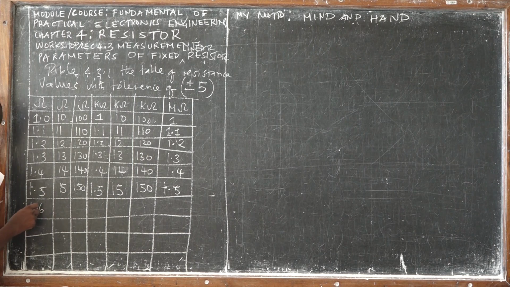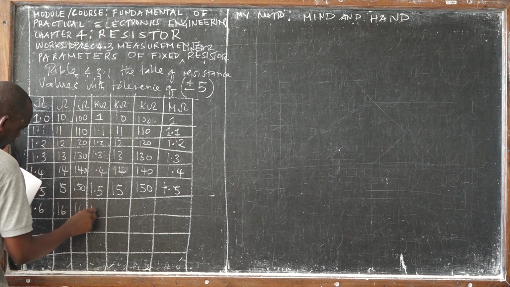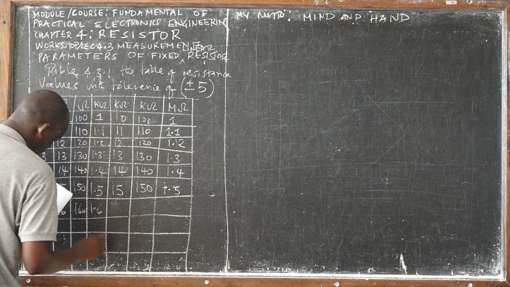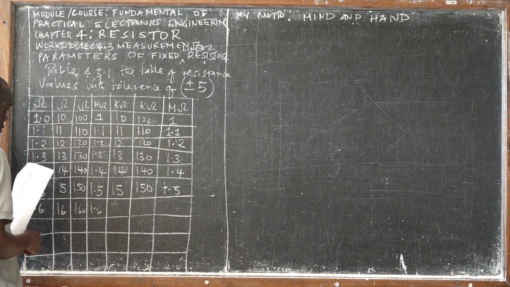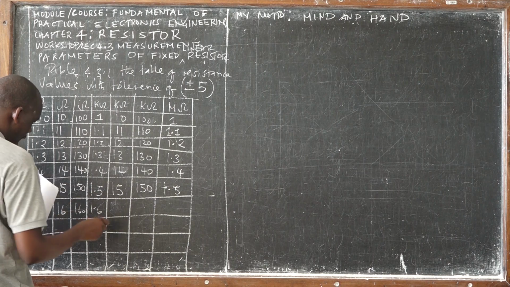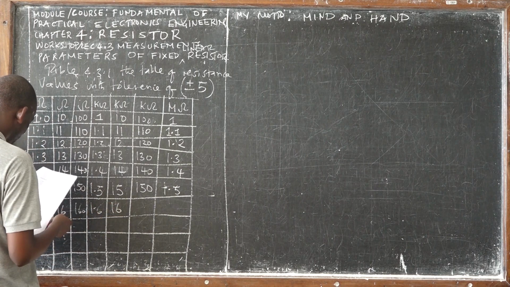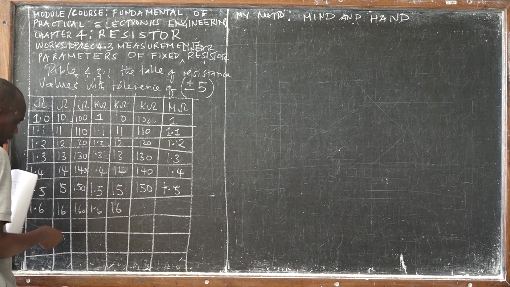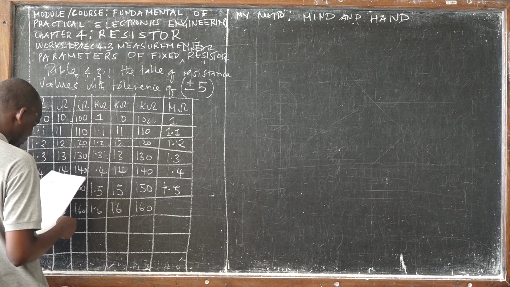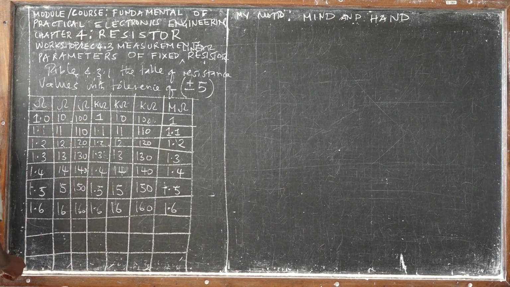Next is 1.6. This is 16, 160, 1.6, then 160, then 1.6.